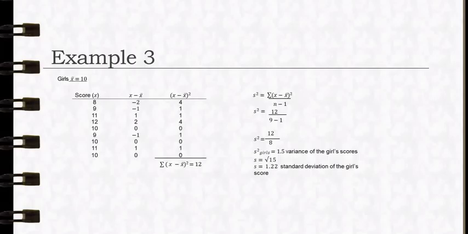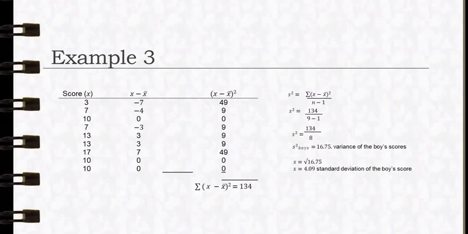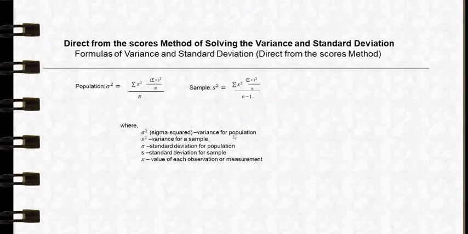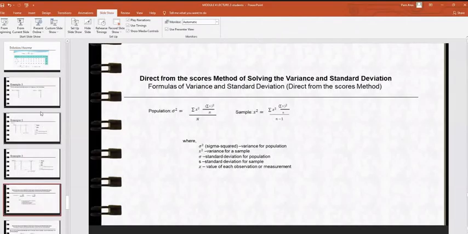Compute the standard deviation of the girls. The variance is 1.5, the standard deviation is 1.22. For the boys, the variance is 16.75 and the standard deviation is 4.09. So if you compare, the lower, the better, as we said. The girls group has 1.22 while the boys has 4.09. Let's go back, that was too fast.